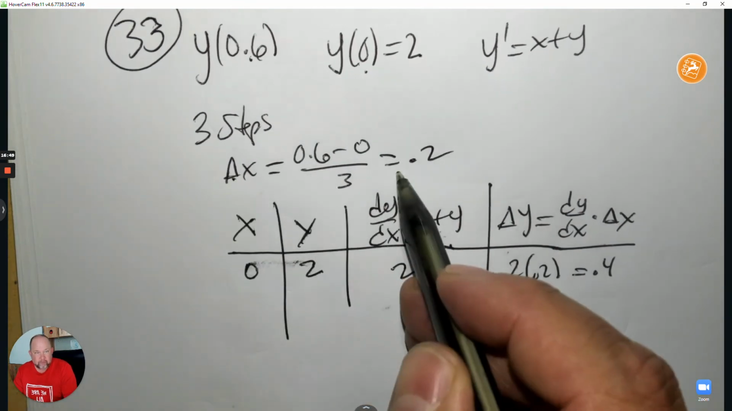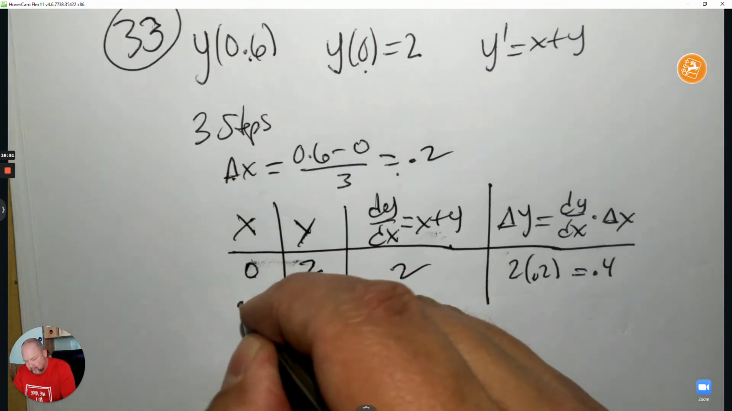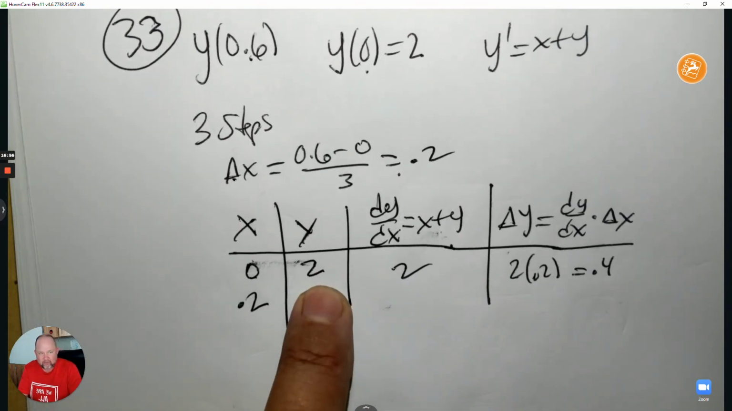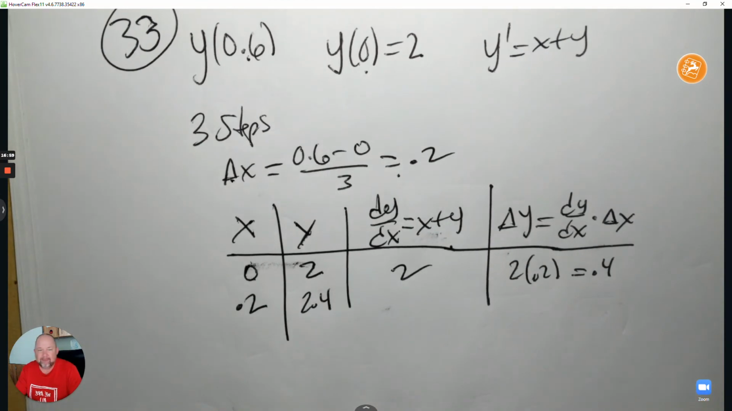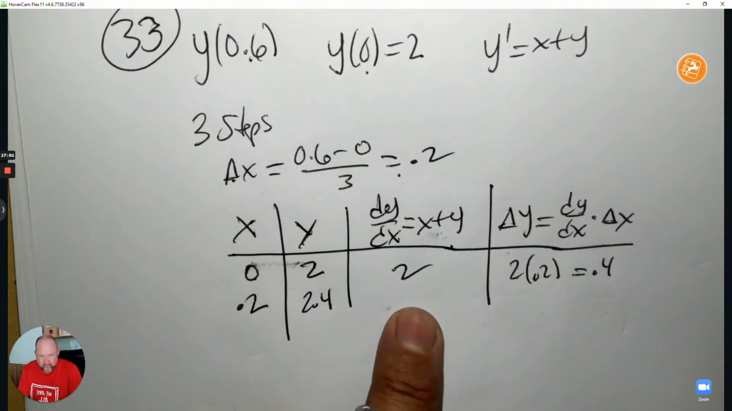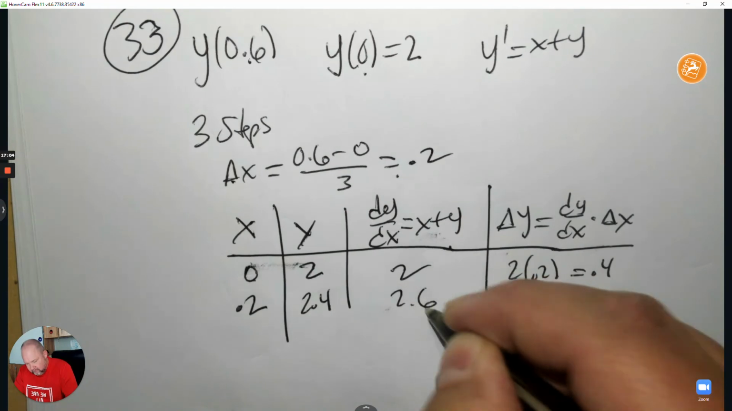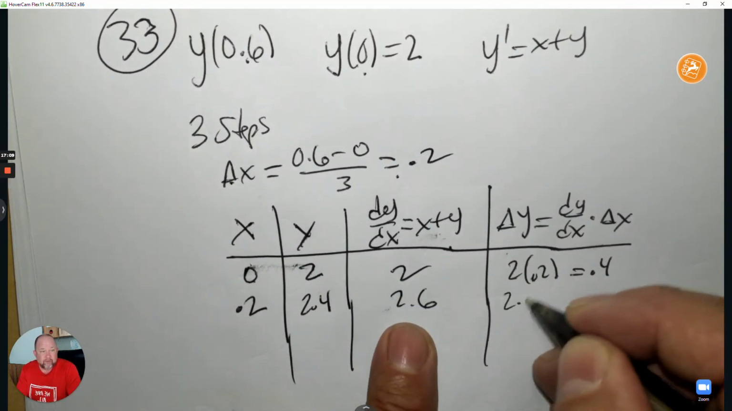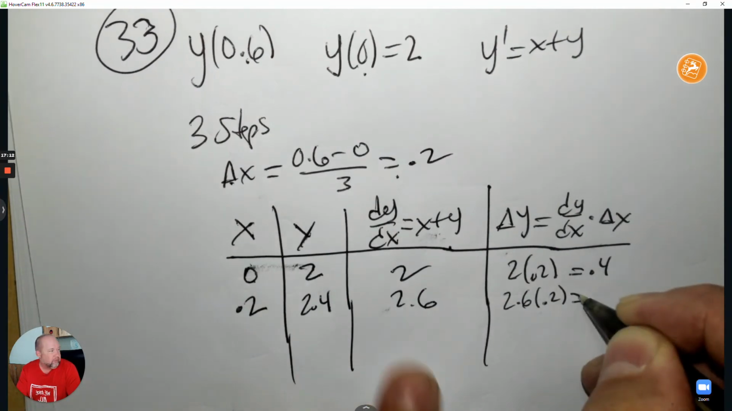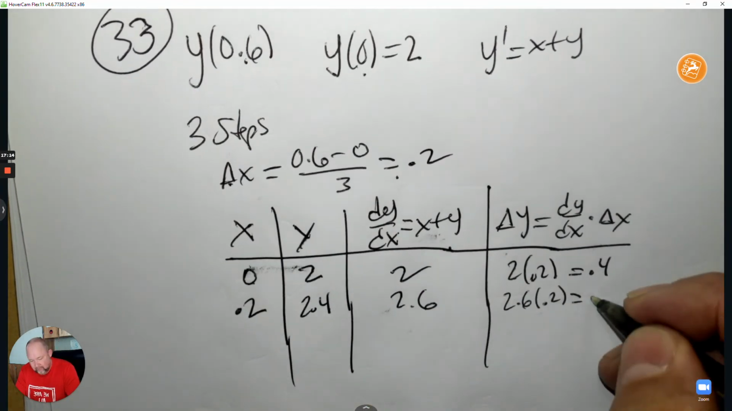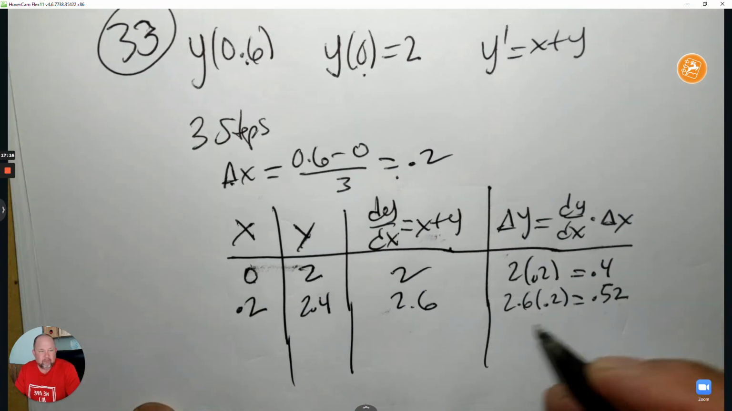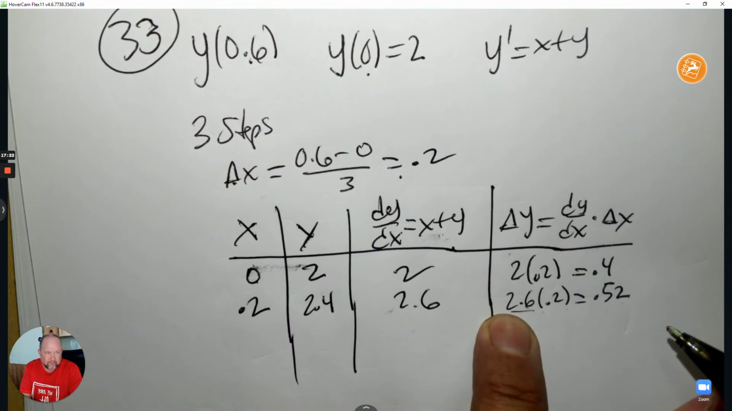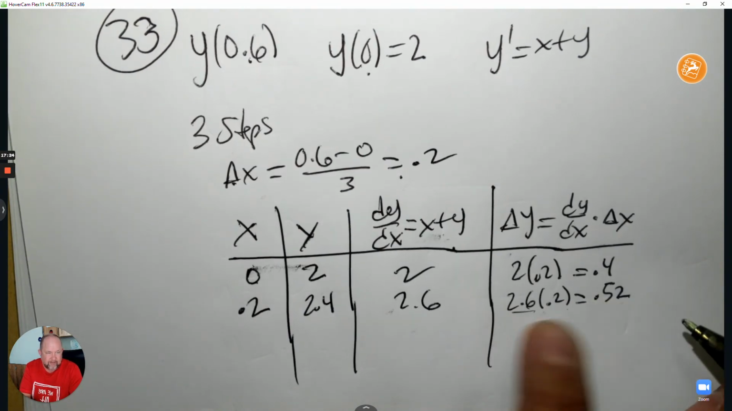So the change in x is 0.2. So I add 0.2 here. To find the new y value, I take 0.4 and I add it to 2. I can do that. And then I add them together for the derivative. That's 2.6. Then I take the derivative, 2.6 times the change in x, which is 0.2, and that's 0.52. I don't blame you for using a calculator to multiply it, but ultimately all you're doing is doubling 26. That's where 52 comes from, and then move the decimal twice.